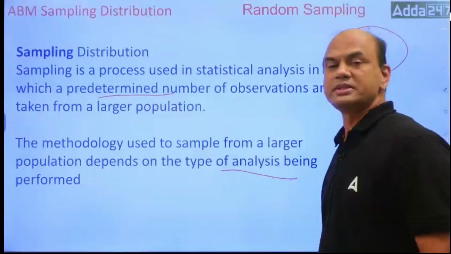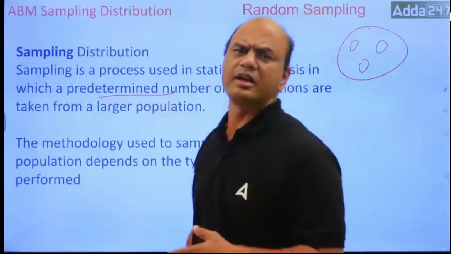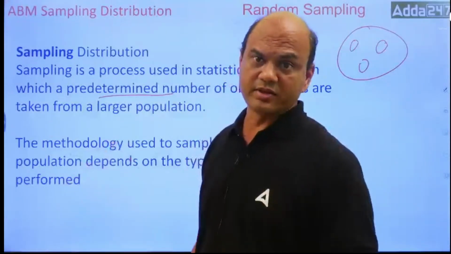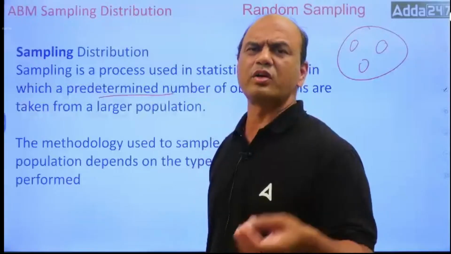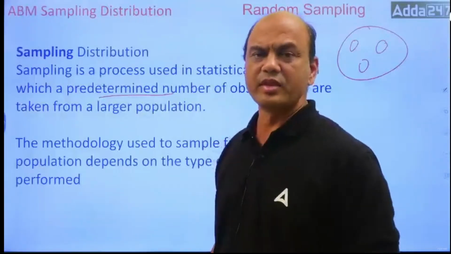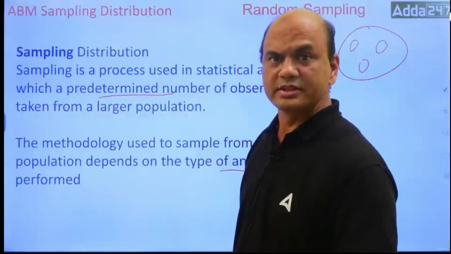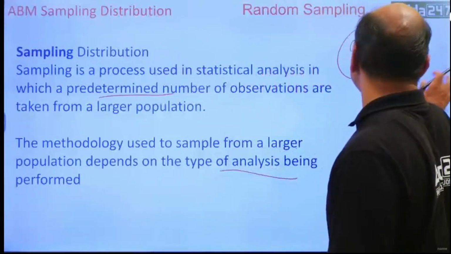Now, what do you mean by this type of analysis? If I want a detailed survey, then I'll have to use stricter methods. If I want a gross level, where some error is okay, then I'll use some thumb rule methods or faster methods, isn't it? Got it?